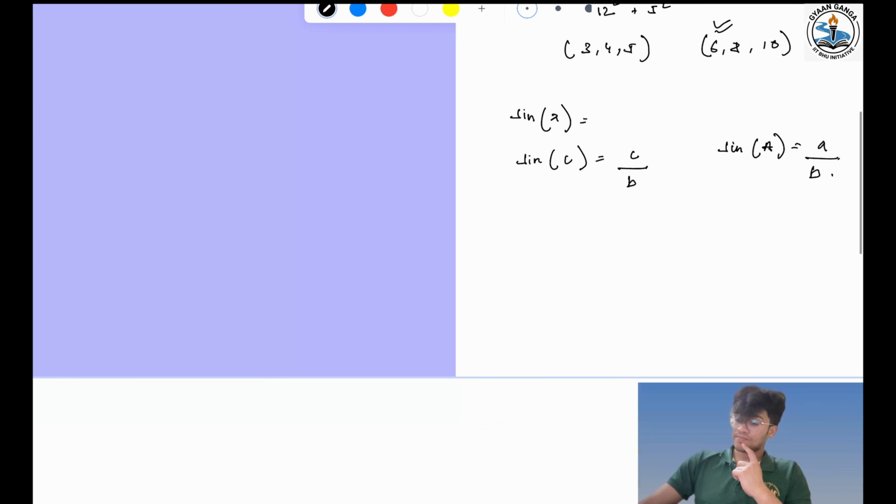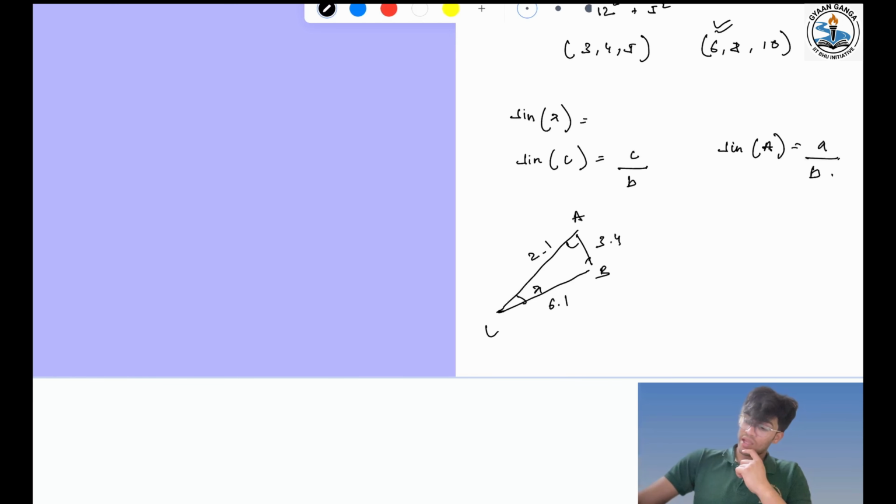I'll give you a practice problem. So consider this triangle ABC, right angled at B. Now I want you to give me the expression of sine x and sine y. Pause the video and take a minute. Sine x is basically 3.4 upon 2.1 and sine y is 6.1 upon 2.1, right?